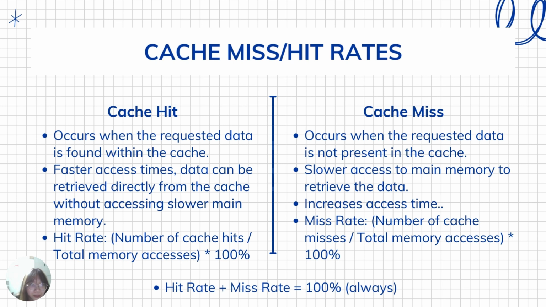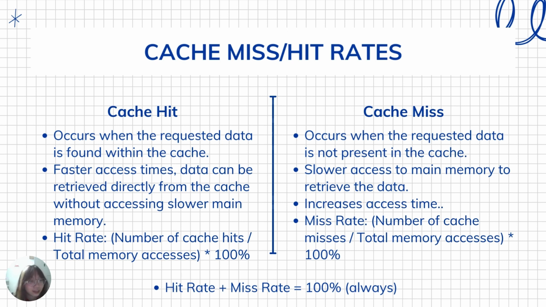So the cache hit means a faster access time. Data can be retrieved directly from the cache without accessing the lower main memory, while the cache miss will have slower access to main memory to retrieve the data. So it increases time.